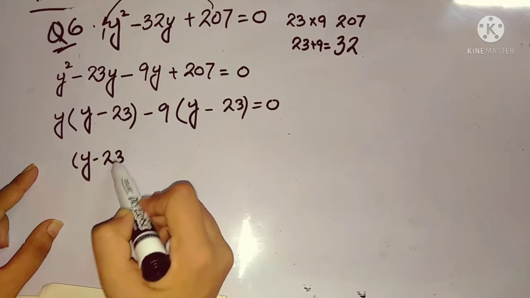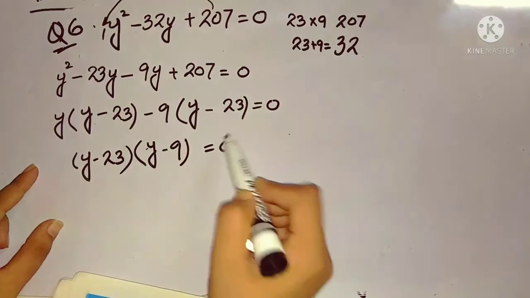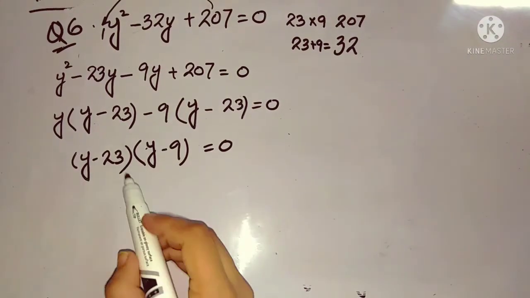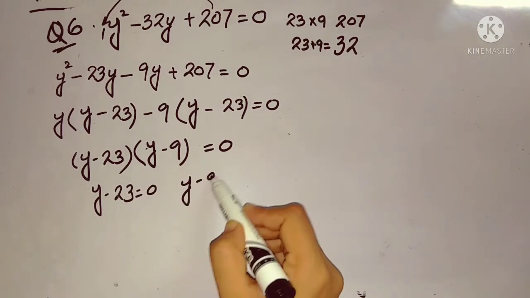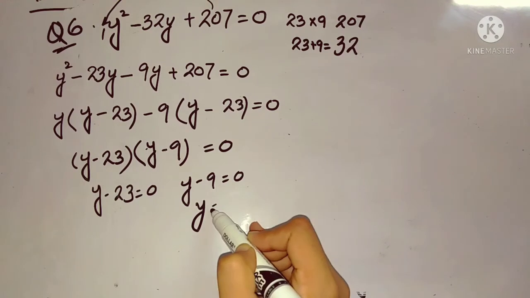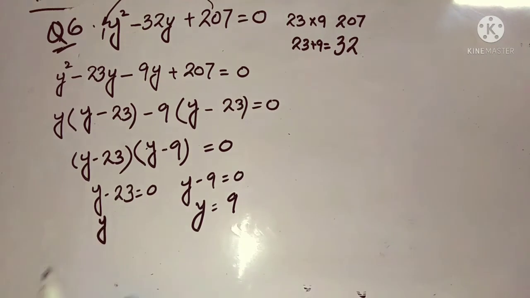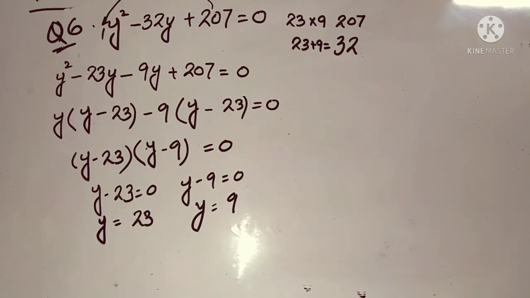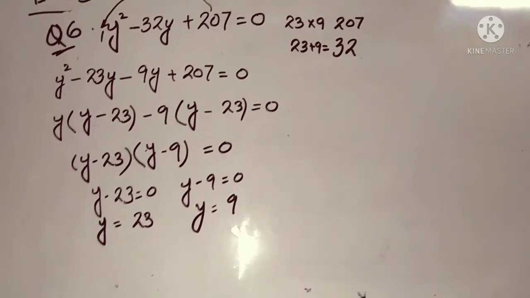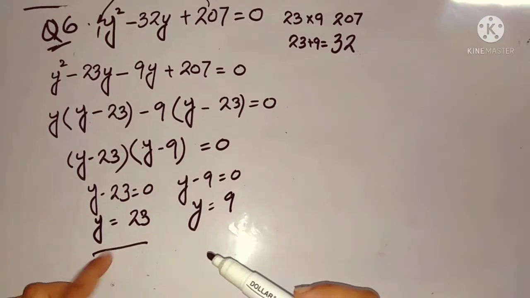What's common in these two terms? As you can see, y is common. So here y square, one y is left, and you have taken y common, so 23 is left. Now here you can take minus 9 common. Here y is left, and as you have taken minus common, the sign will become minus. And 9 times 23 is 207. Now what's common in these two terms? As you can see, y minus 23 is present in both. So you can take y minus 23 common. Now what's left is y and 9. Now we'll make both factors equal to 0. So y minus 23 is equal to 0, and y minus 9 is equal to 0.